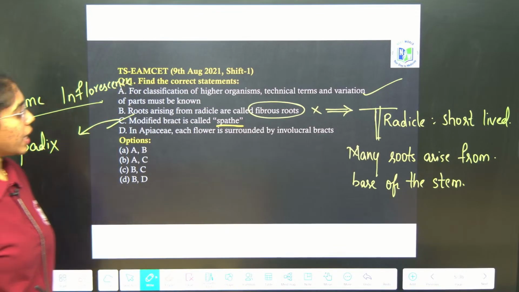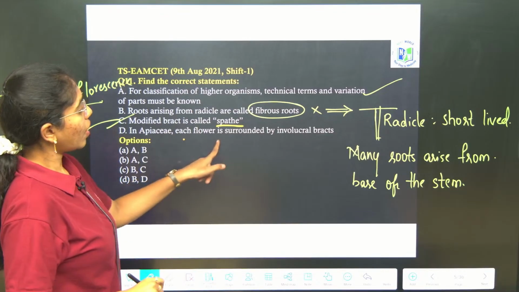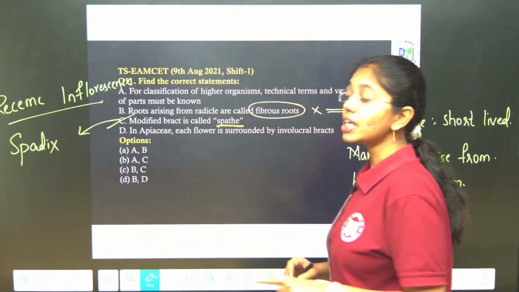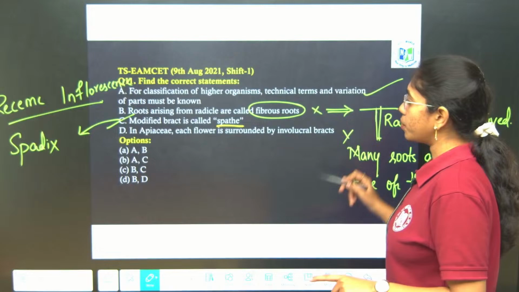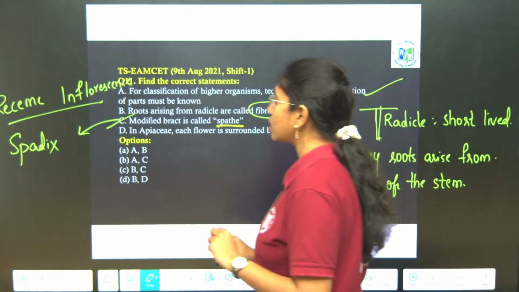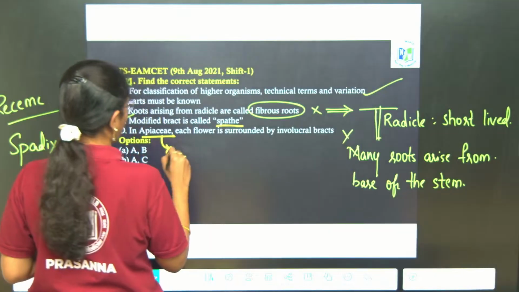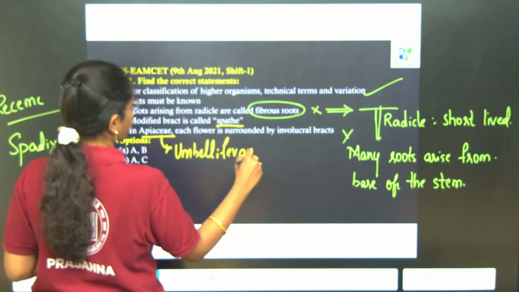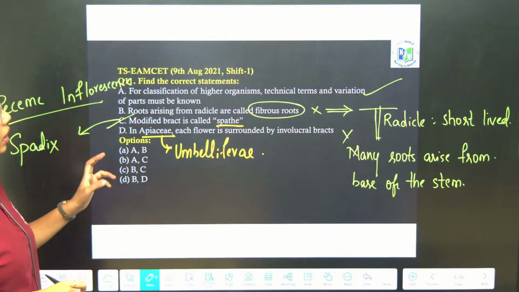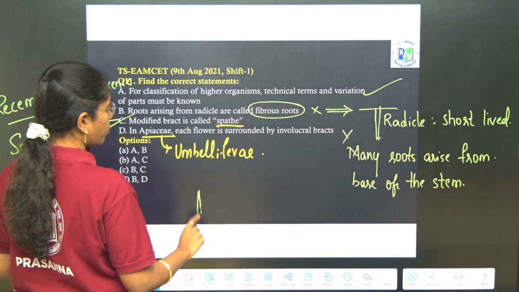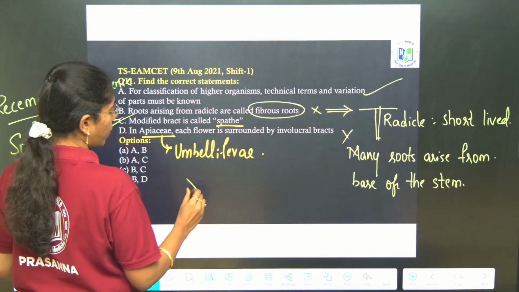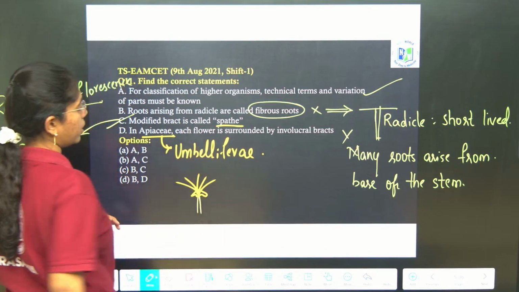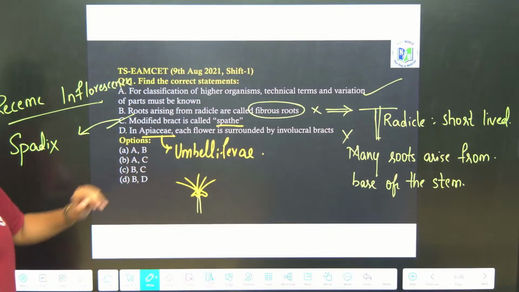Next, in APAC, each flower is surrounded by involucre of bracts. No, each flower is not surrounded by involucre of bracts, because in APAC what type of inflorescence is seen? Umbelliferous type of inflorescence. Umbrella type of inflorescence, wherein at the tip of the peduncle, pedicels will be arising like this, and here involucre of bract will be there. Not in APAC, this is seen in umbelliferous.